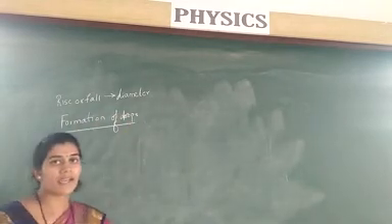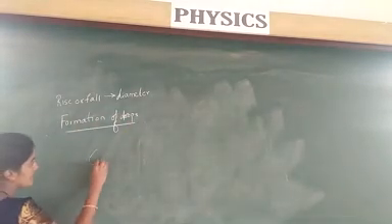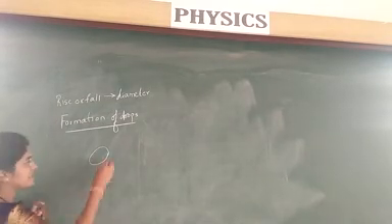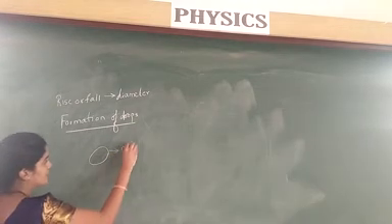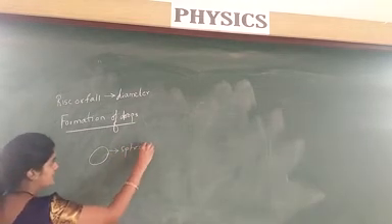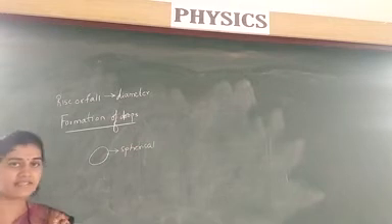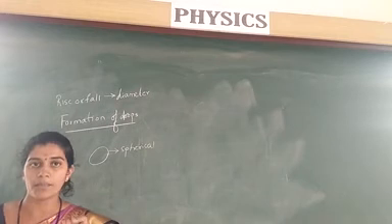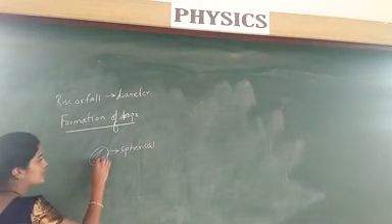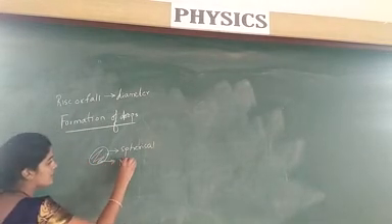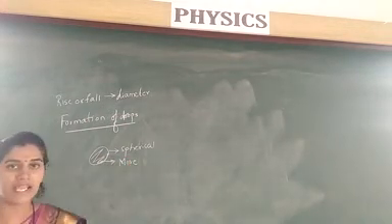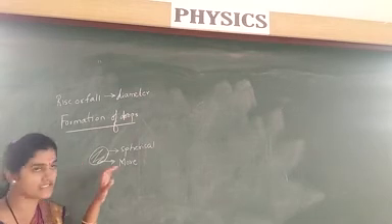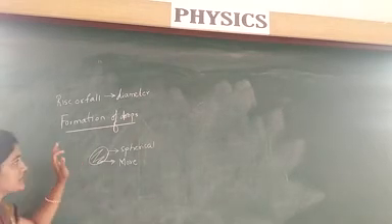Now let us consider a raindrop. It is in a spherical surface. So when we are considering the raindrop, it should be in a spherical shape. When we have taken that drop, the inner pressure will be more than the outside pressure. So that is why we can call it a spherical shape, and this is the formation of the drop.